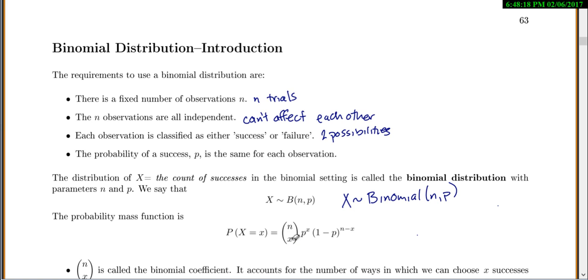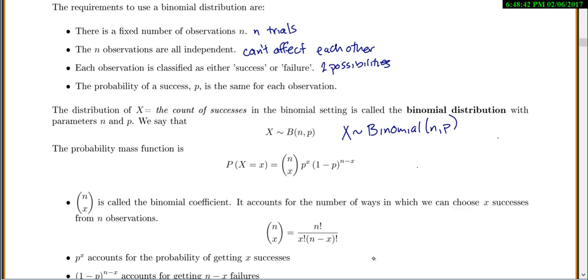Now, as part of your homework, you're actually going to go through and discover how they came up with this formula. Okay. But for tonight, we'll just look at our formula. So we have this probability mass function. The way you find the probabilities, if you want the probability that X equals some specific value, you'll do N choose X, P to the X, 1 minus P to the N minus X.